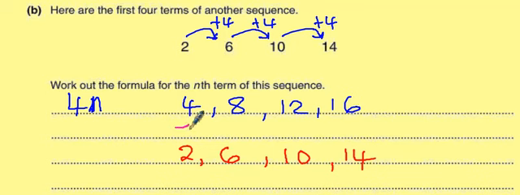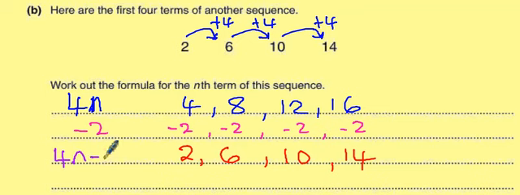We need to subtract 2 each time. So if we subtract 2, subtract 2, subtract 2, subtract 2, that's a constant of minus 2, which will mean that the nth term of our linear sequence is going to be the 4 times table take away 2. So on our answer line we'd put 4n subtract 2.